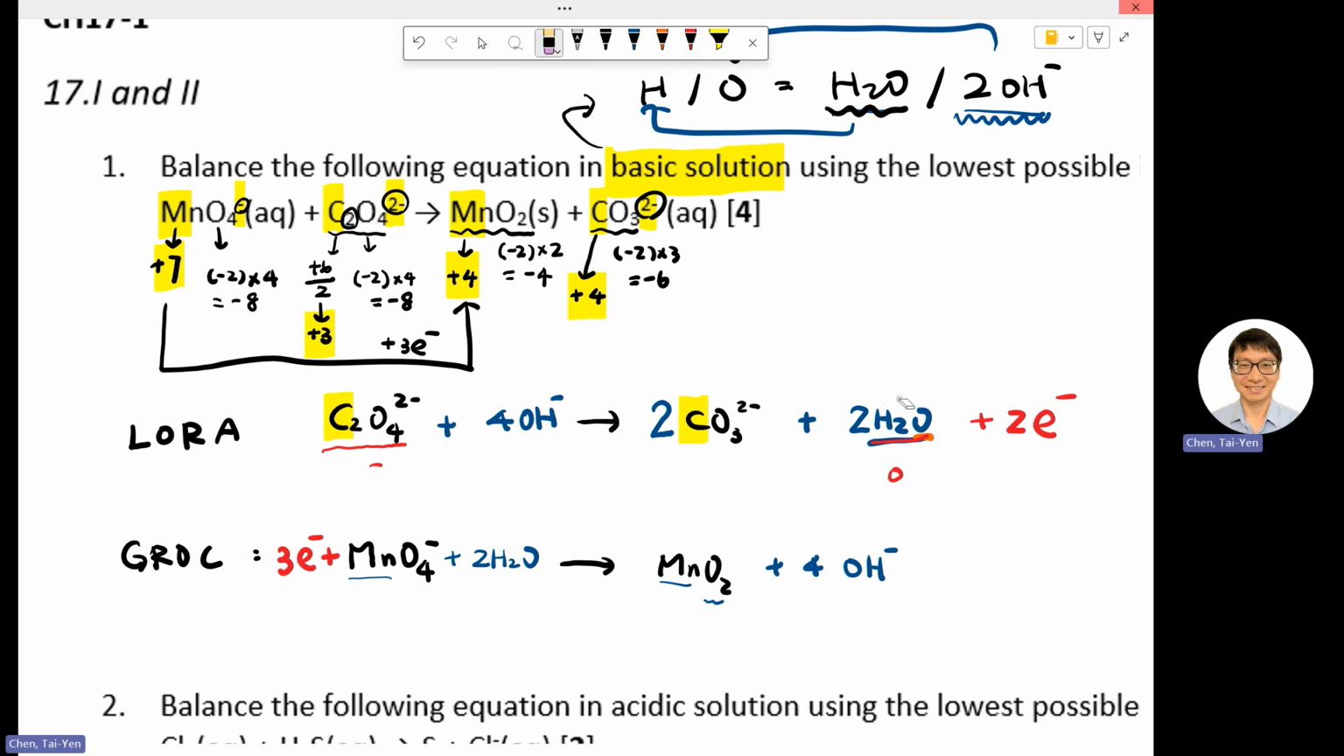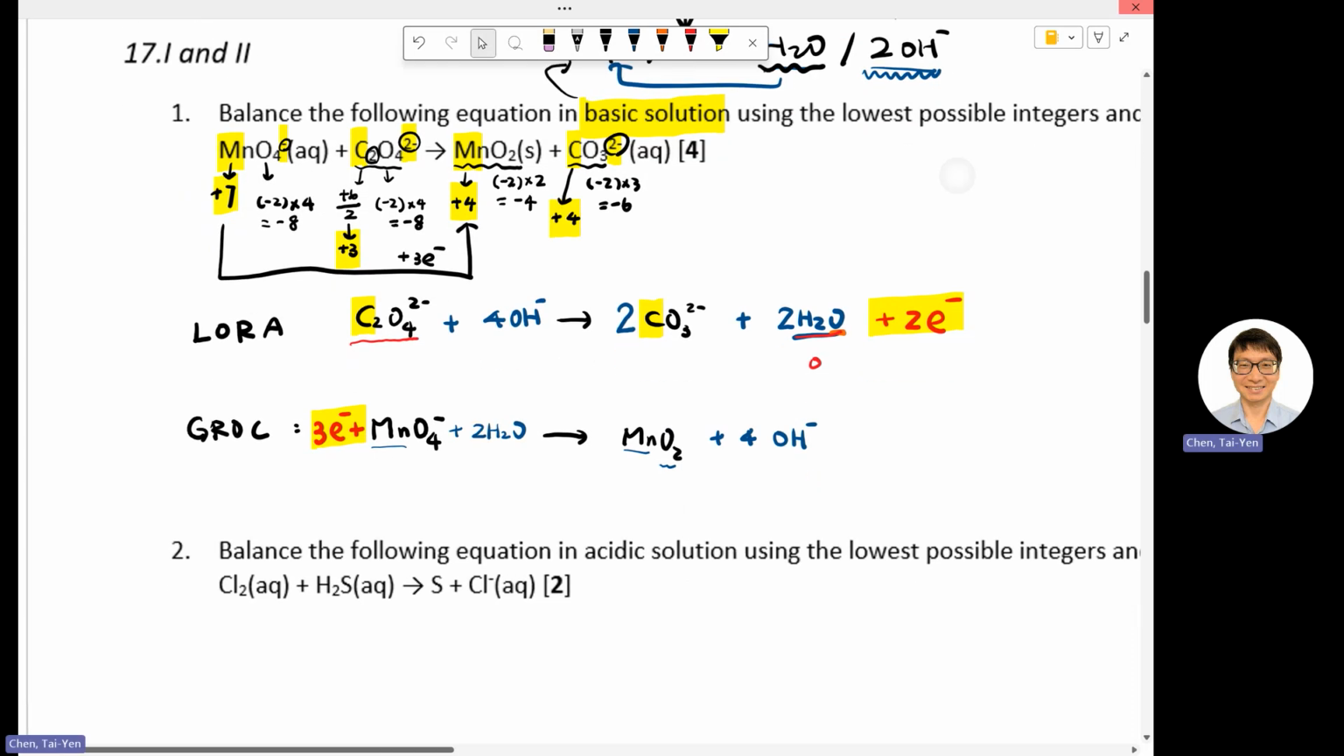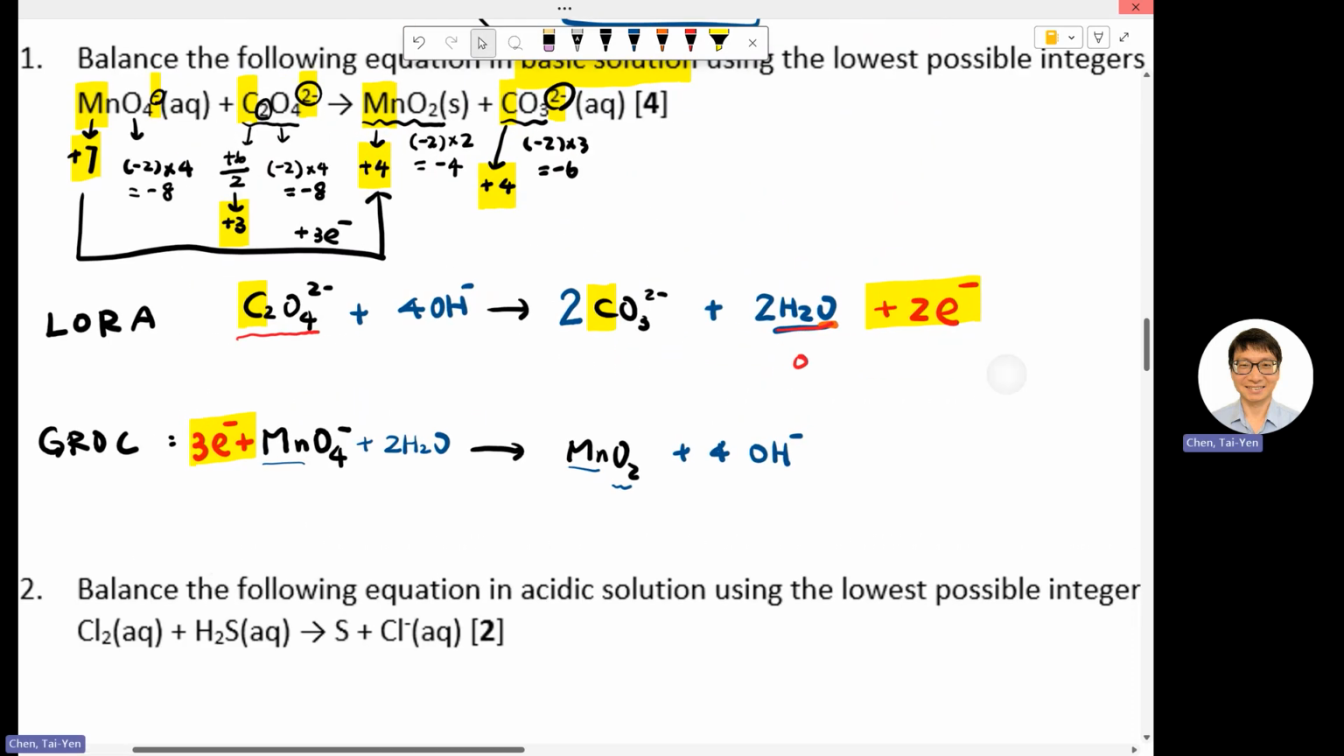The very last step that we will need to do is to compare the electrons that got produced and consumed. Are they the same? If they are not, then we need to make them the same before we can add up. Apparently in this case, they are not the same, because in your LoRa, you contribute only 2 electrons, but in your G-rock, you take 3 electrons. So to make it the same, we need to multiply 3 for your LoRa, and then multiply 2 for your G-rock.